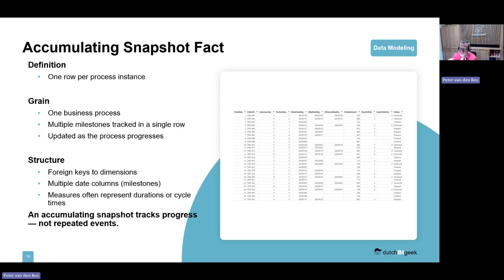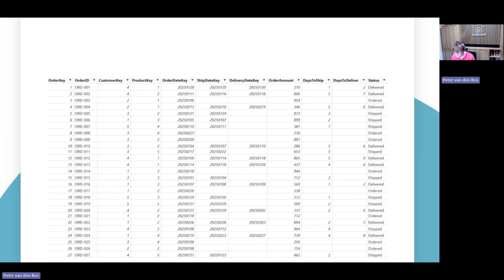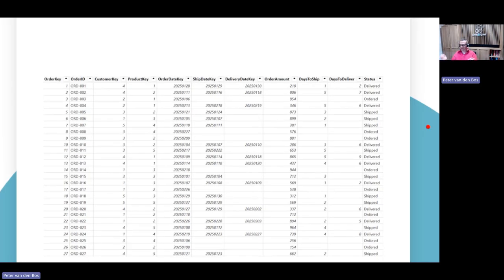And also here the grain is very important. The grain in this case, let me zoom in, is on order base. So we have a customer key and product key now, and we have the dates, that's the dimension date. In this case, and this is a very simple approach, we have the days to ship and days to deliver. We have also a status. So we can choose the right approach.